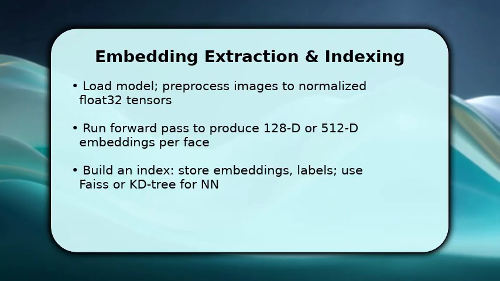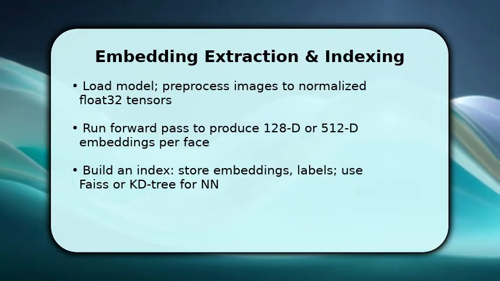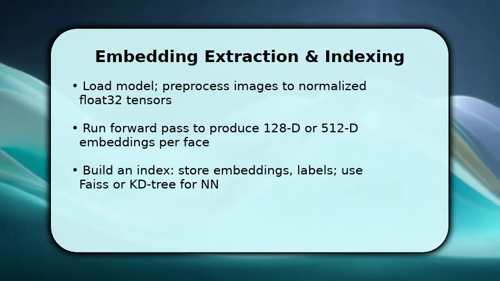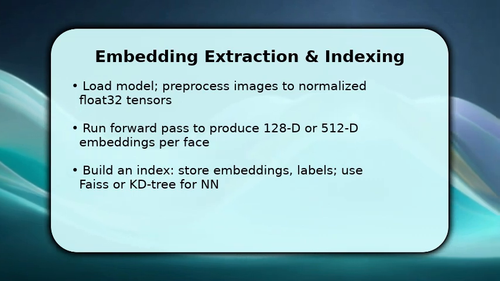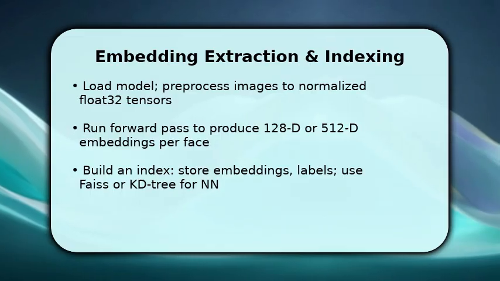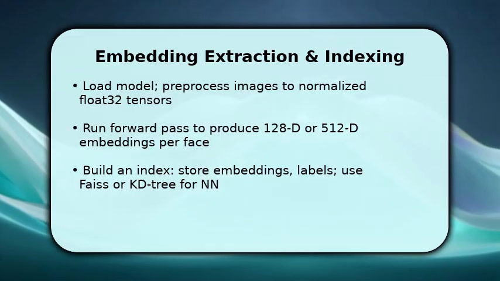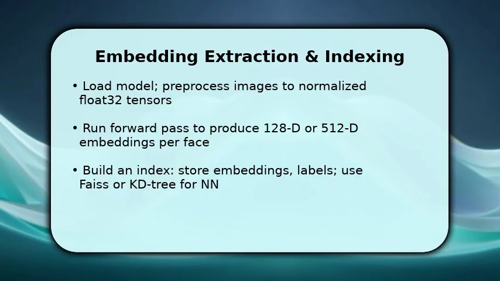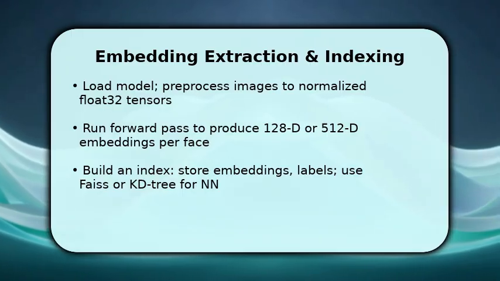Once you have embeddings, build a nearest neighbor index with FAISS or sklearn's KD tree for fast lookup. Make sure to normalize embeddings to unit length. This improves cosine distance comparisons. Finally, persist the index and mapping file so recognition is reproducible and fast.